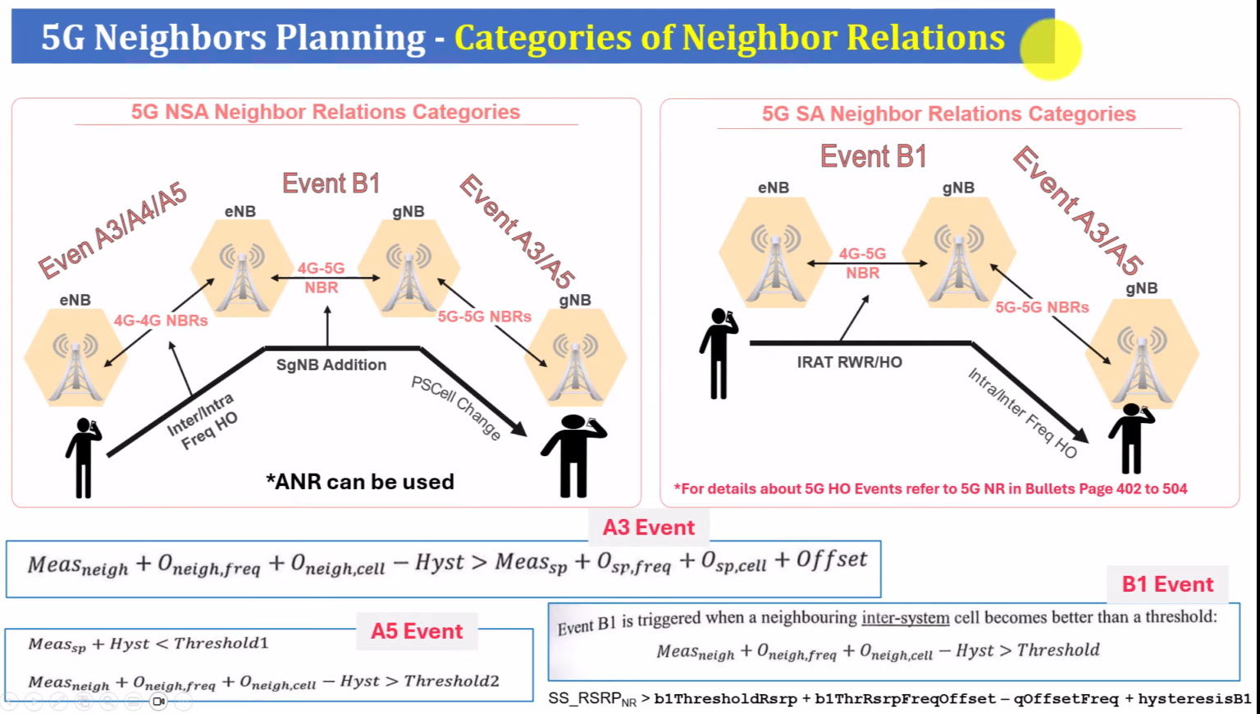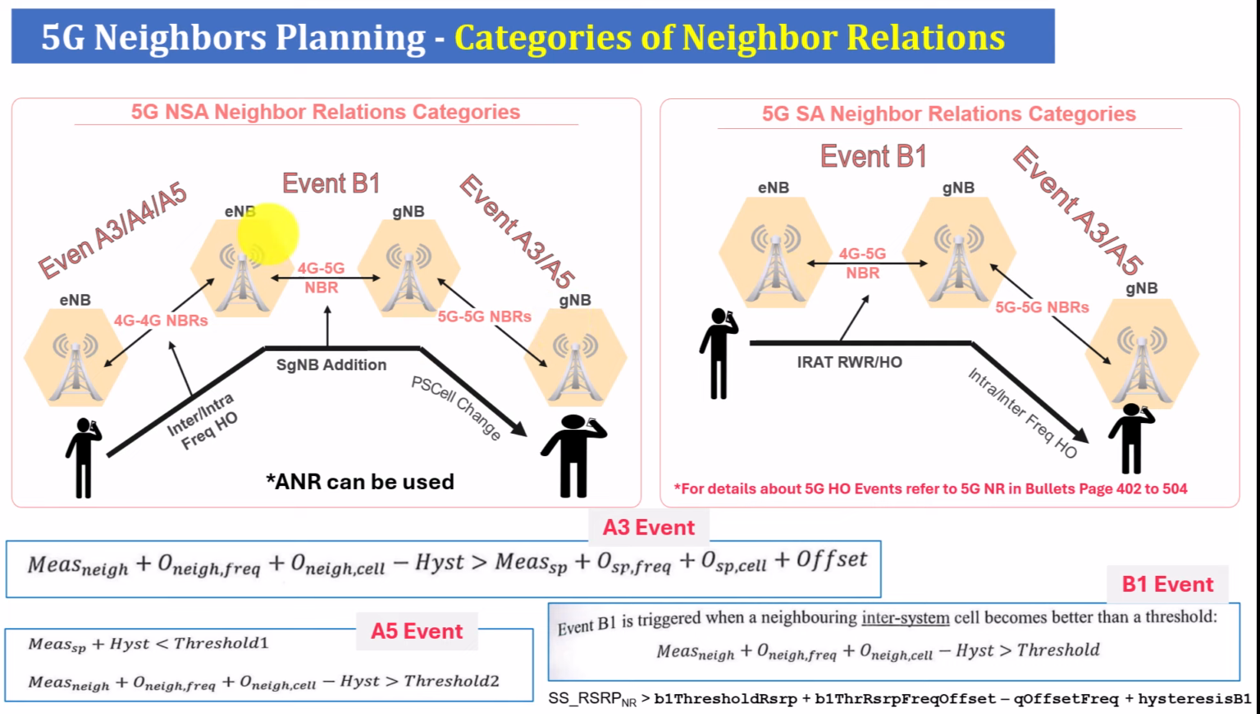Okay, the first part I would like to cover is related to 5G neighbor planning. Actually, there are different categories of neighbor planning relations. If you already have some experience in even a 4G or 5G network, this should be very easy for you to understand. But here I try to classify it into 5G non-standalone in the left figure, as you can see here, and 5G standalone, just to give you a brief on what kind of neighbor relations are required for both of them and what kind of events and so on.